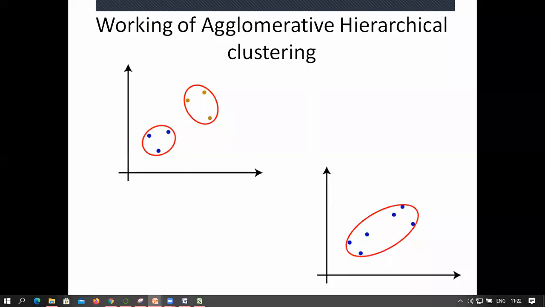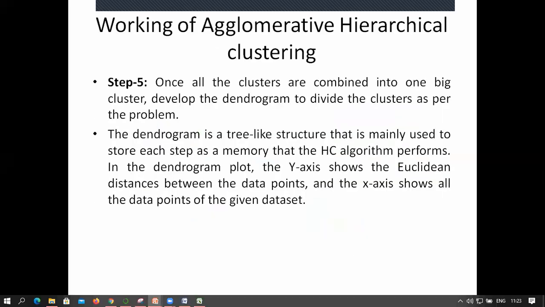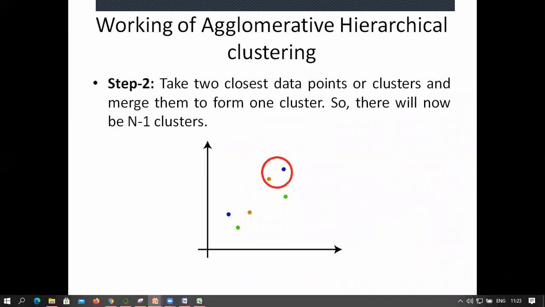So this is the first step of your agglomerative method. The next step is that you need to make a dendrogram. From that tree-type structure, you can find the optimum number of clusters that you have to take. So I will take this same example again.